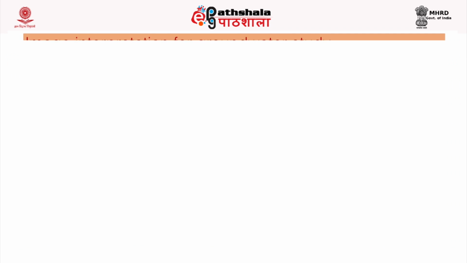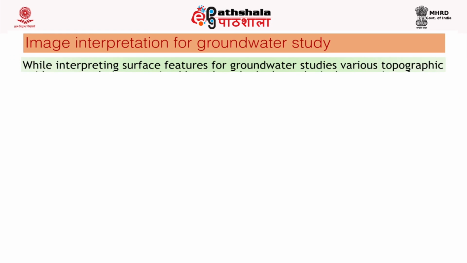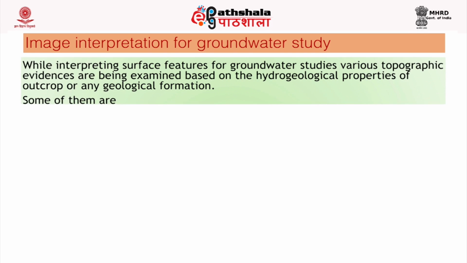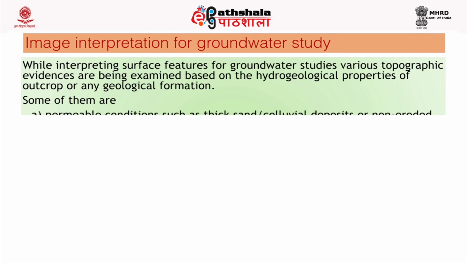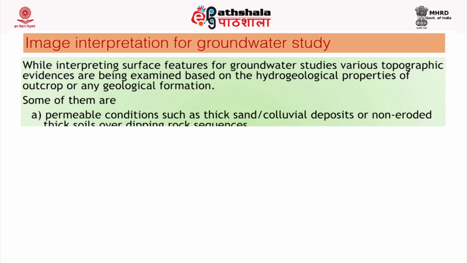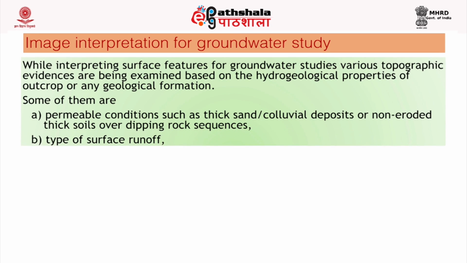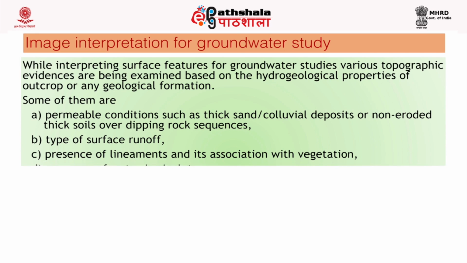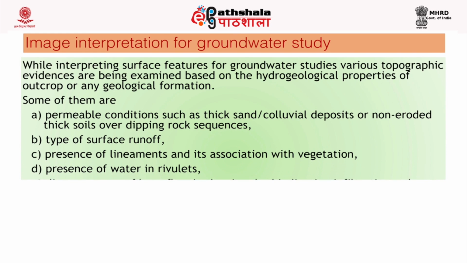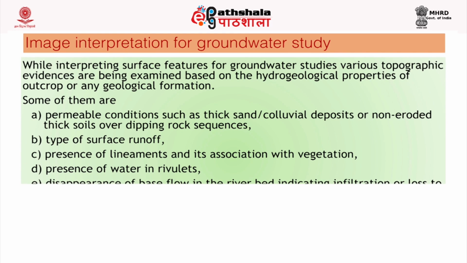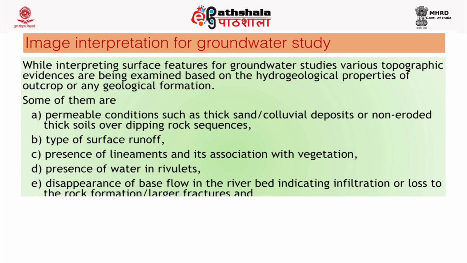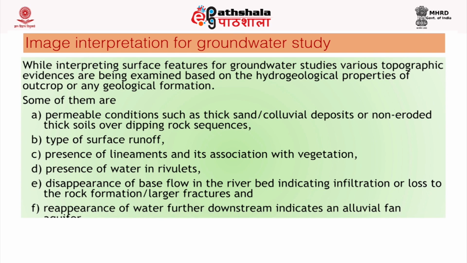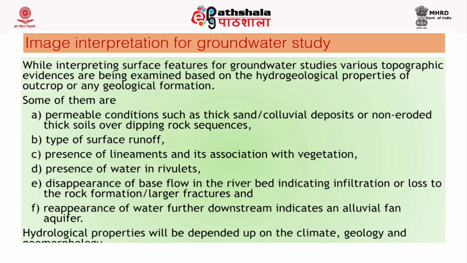While interpreting surface features for groundwater study, various topographic evidence is examined based on the hydrological property of outcrop of any geological formation. Some of them are permeable conditions such as thick sand, colluvial deposit or non-eroded thick soils over dipping rock sequence, type of surface runoff, presence of lineament and its association with vegetation, presence of water in rivulets, disappearance of base flow in the riverbed indicating infiltration or loss to the rock formation or larger fractures, or reappearance of water further downstream indicating the alluvial fan aquifer.